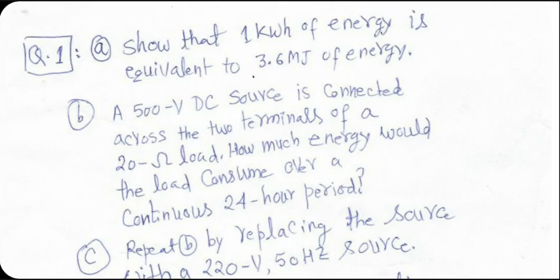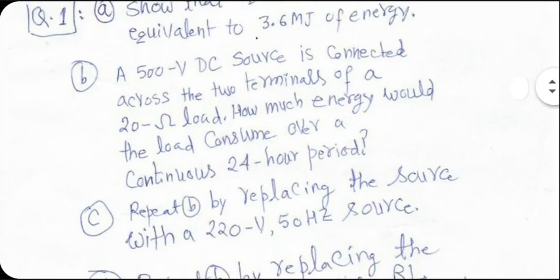We have done something like that in the initial lectures, so it should be easy to figure out. I have the solution. I'll show you in a minute. Part C: repeat B by replacing the source with a 220 volt 50 hertz source. Now, in part B, it was DC. In part C, it is AC. So RMS values, etc., have to be brought in. I'll show you the solution.